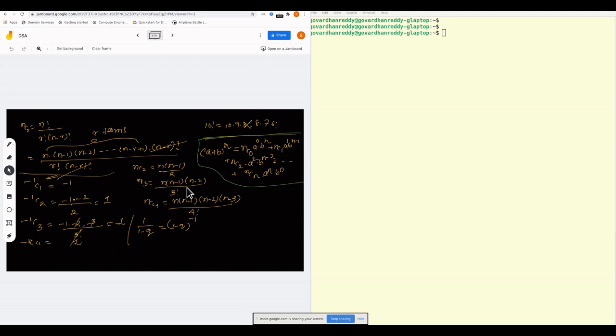If you apply the same to this, it will be equal to minus 1 C 0 into 1 power 0 into minus q power, so this is n, minus q power minus 1, plus minus 1 C 1 into, of course 1 power 1 will be the same, so we don't have to worry about it, minus q power minus 2, right?